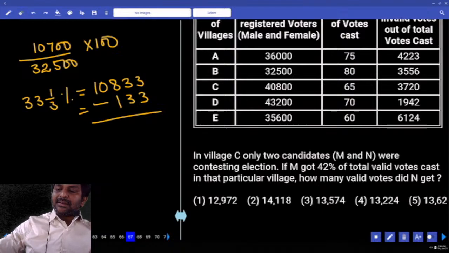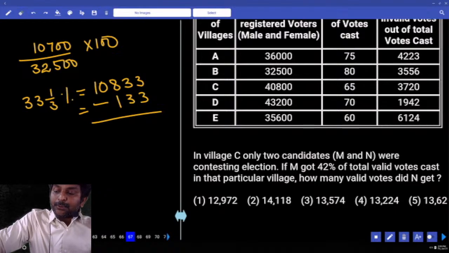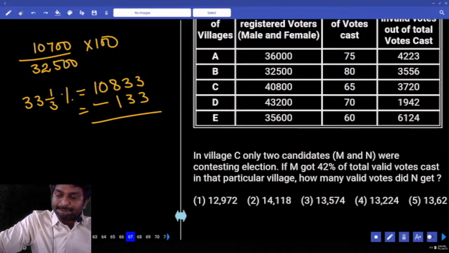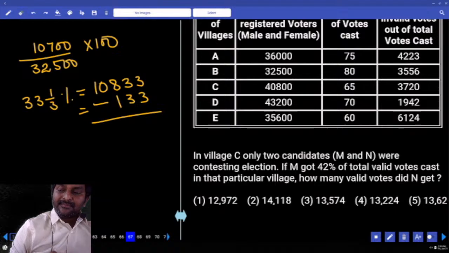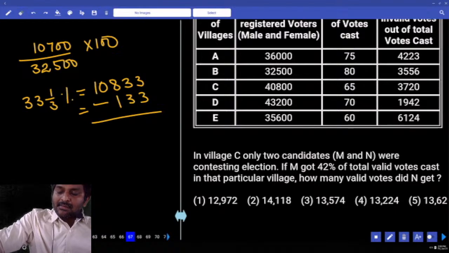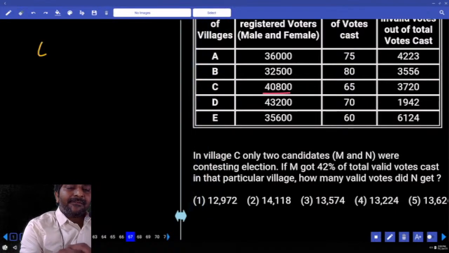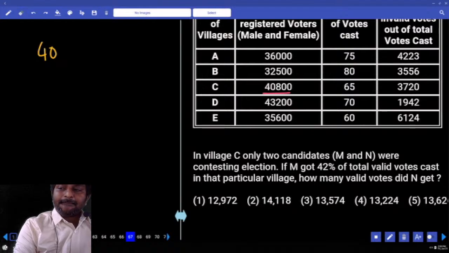In village C, only 2 candidates were contesting the election. If M got 42% of the total valid votes casted in that particular year, how many valid votes did N get? 58%, 29, prime number, we have to see. Which village? C. Multiple options. In C total we have 40,800. How many were casted?